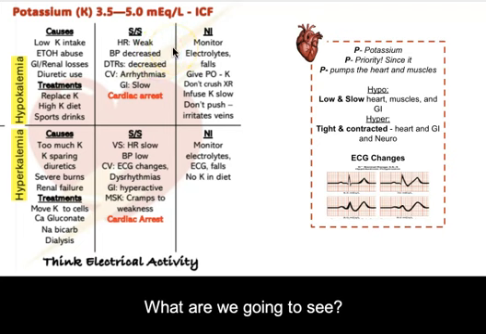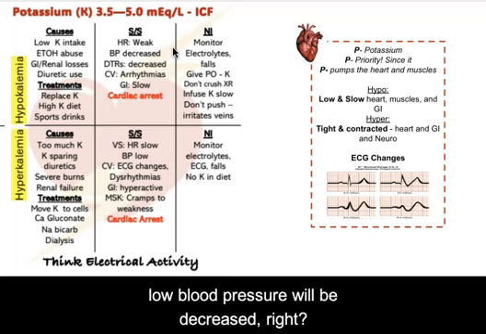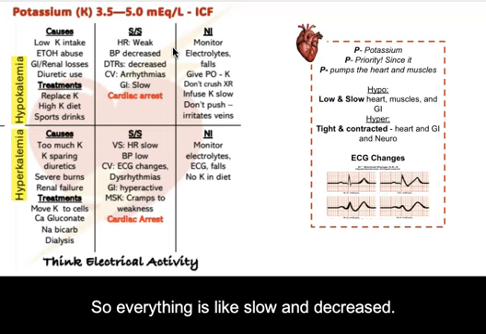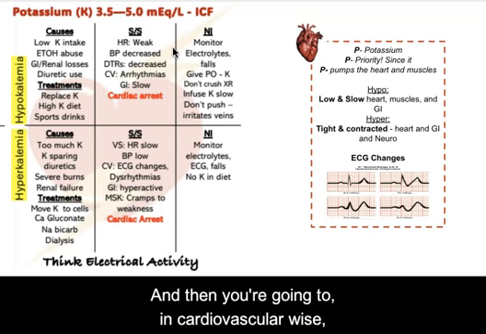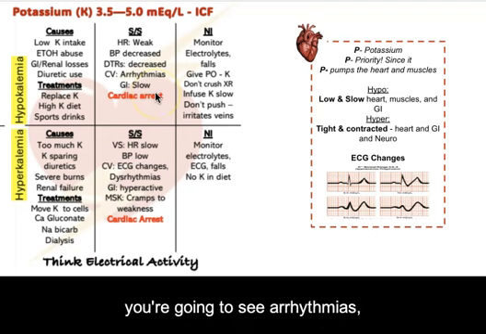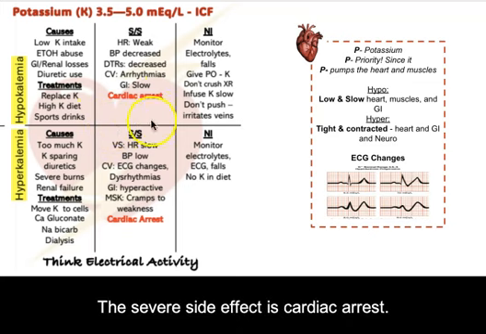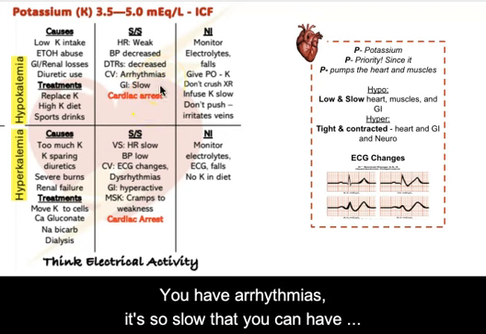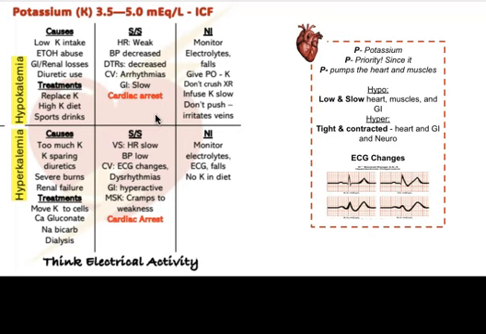Okay, signs and symptoms. What are we going to see? We're going to see a weak, low heart rate. Blood pressure will be decreased, right? DTRs will be decreased. All of those things are decreased. GI will be slow, so everything is slow and decreased. And then cardiovascular wise, you're going to see arrhythmias, abnormal heart rhythms, right? And the severe side effect is cardiac arrest. So remember, hypokalemia, everything slows down, you have arrhythmias, right? It's so slow that you can have a cardiac arrest, right?